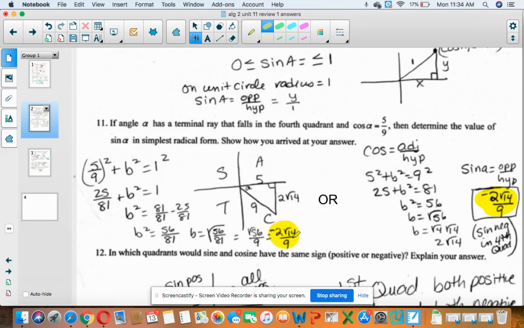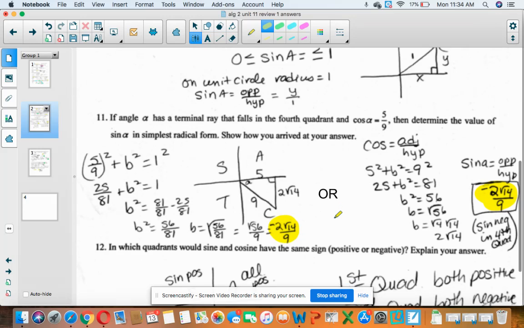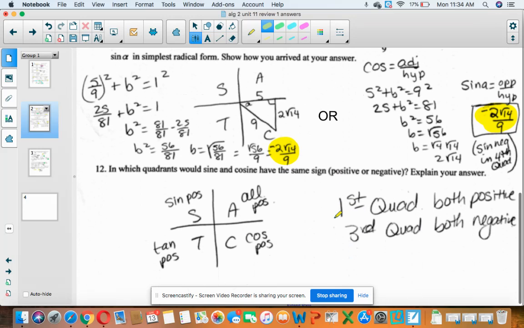And once again, I am in the fourth quadrant, and sine is going to be negative in the fourth quadrant. So don't forget the negative. This might be a little bit easier if you want to do it this way. This way is more understanding the whole concept of the unit circle and placing it out in the right position and trying to find that missing side.